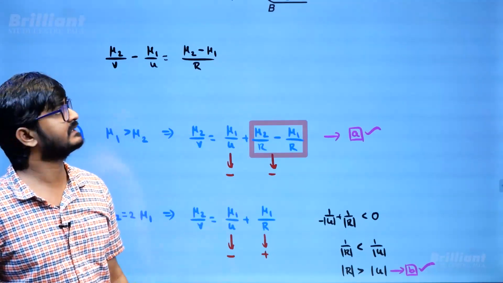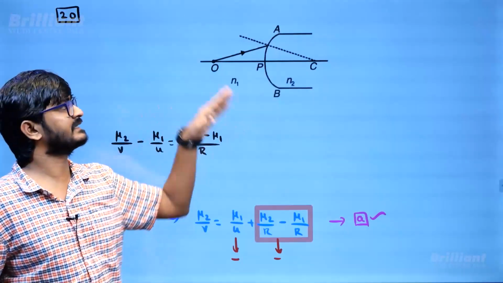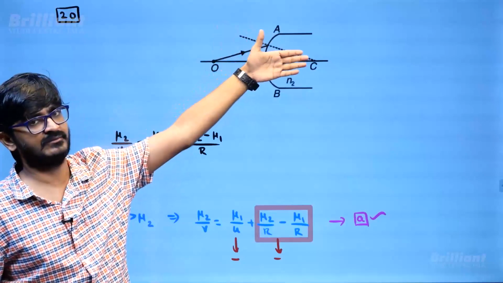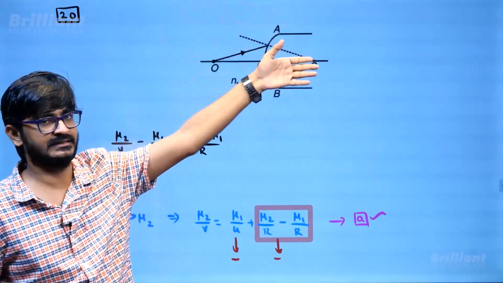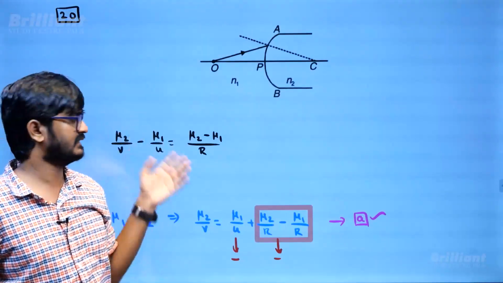What does it mean that v is negative? The image will be forming on this side. If the image is forming on this side, the meaning is the rays are not actually meeting. The rays will be going into the other medium. So if they were meeting, they would have to meet only on that side. If they are meeting on this side, the meaning is they are imaginarily meeting, which is going to be a virtual image.